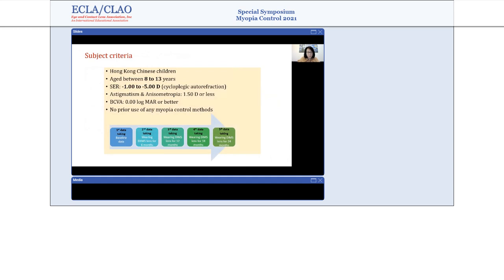Subjects recruited for this trial were Hong Kong ethnic Chinese myopic children aged between 8 to 13 years, and with a spherical equivalent refraction between -1 to -5 diopter. And they have no prior use of any myopia control methods.